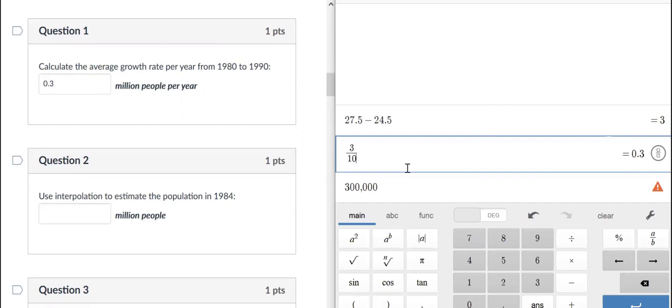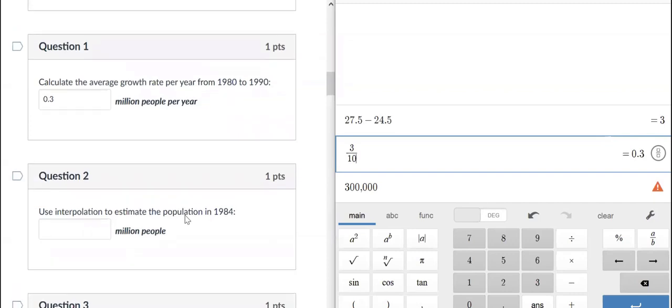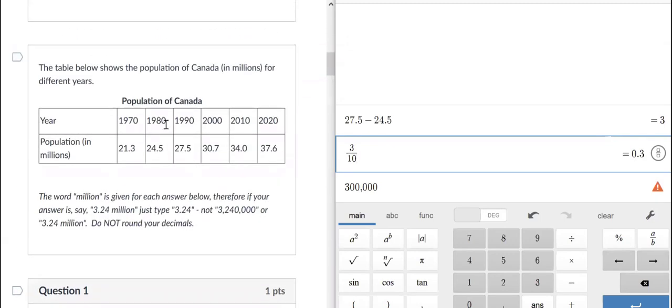So then interpolation to estimate the population in 1984. So to do that one, 1984 is 4 years after 1980. So I'll just do this to show the step. At 1984, I subtract 1980 and I get, lo and behold, 4 years.